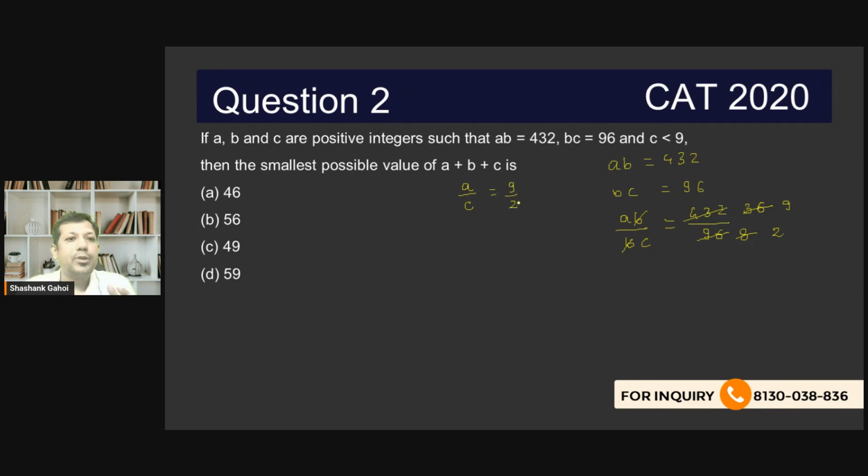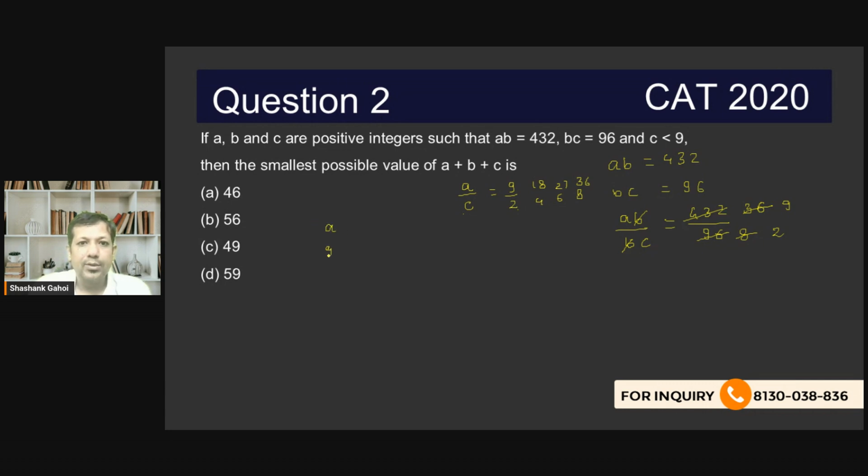So what I am getting so far is A upon C is equal to 9 upon 2. What are the possible values of C? C can be 2. C can also be 4. C can be 6, then A is going to be 27. And C can be 8, then A is going to be 36. So I got 4 possibilities of A and C.